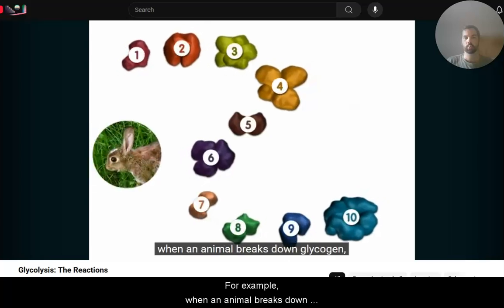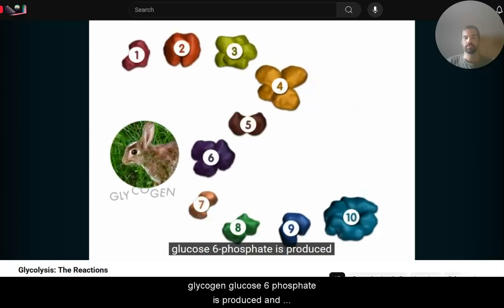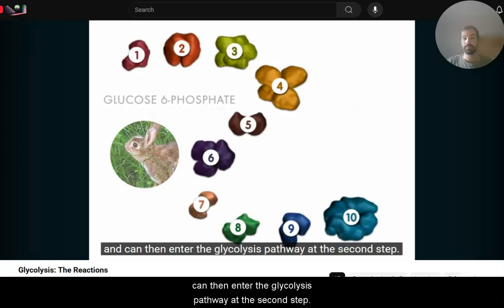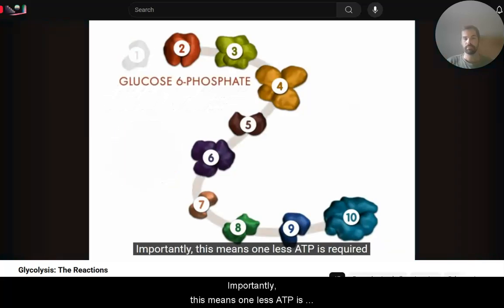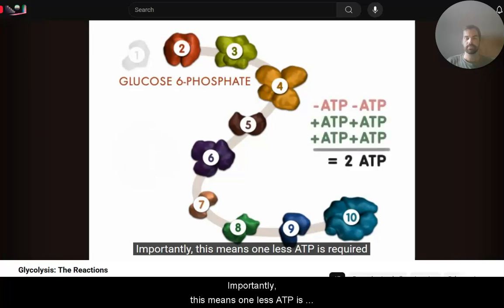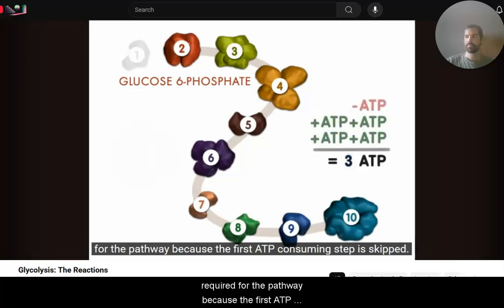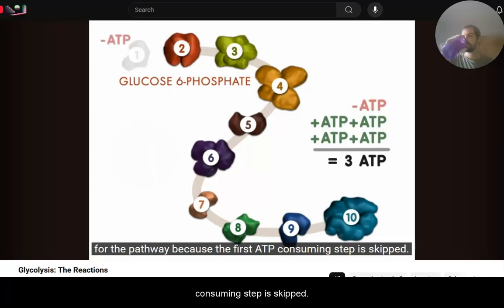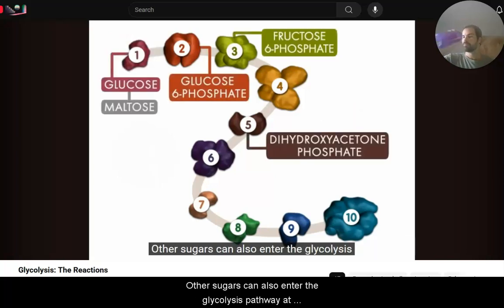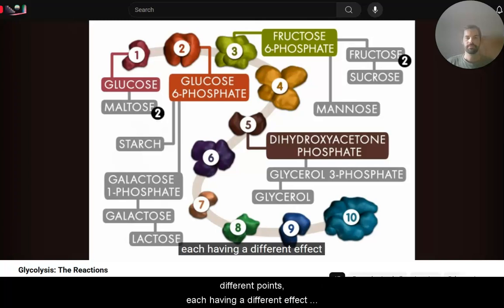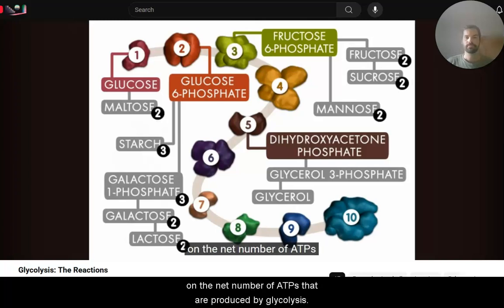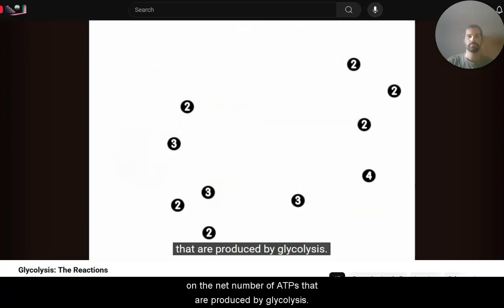For example, when an animal breaks down glycogen, glucose 6-phosphate is produced and can then enter the glycolysis pathway at the second step. Importantly, this means one less ATP is required for the pathway because the first ATP consuming step is skipped. Other sugars can also enter the glycolysis pathway at different points, each having a different effect on the net number of ATPs that are produced by glycolysis.